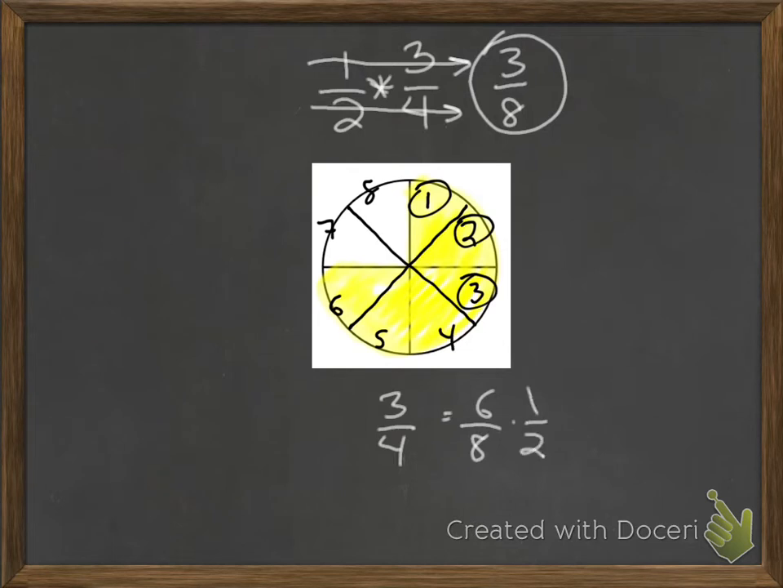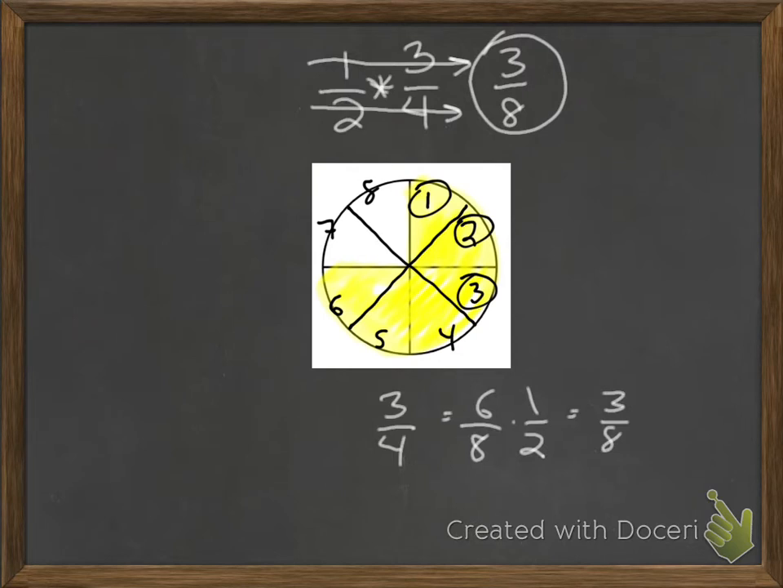Okay? So if the visualization, right, of multiplying 3/4 times 1/2, if that is confusing you, if that is not helping you, okay, then please just remember, with multiplication, you just multiply across. 1 times 3 is 3, 2 times 4 is 8.